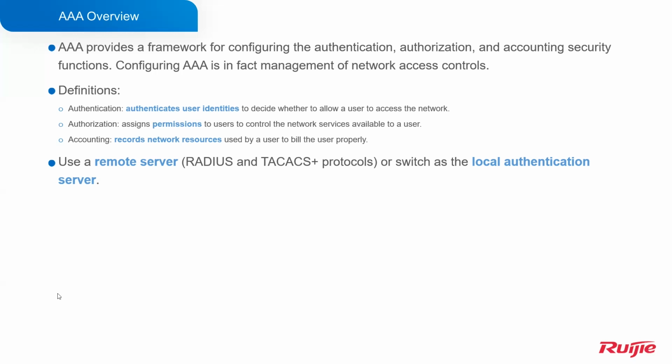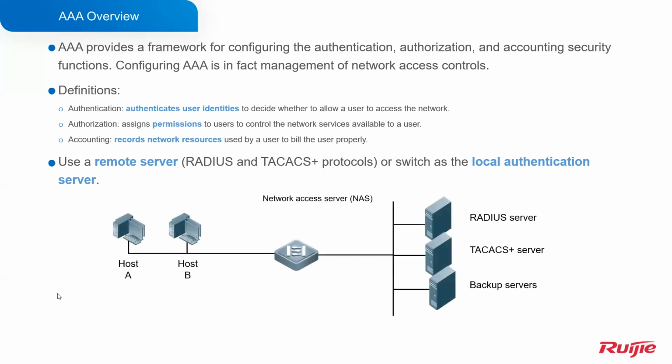And using a remote server, no matter whether it's RADIUS or TACACS+, or even using the switch as the local authentication server, is available, and these are the solutions mostly used nowadays. You can see in the network we have, for example, a RADIUS server or TACACS+ server, or backup servers. And a backup server obviously is just a backup to improve the reliability of the network, right?